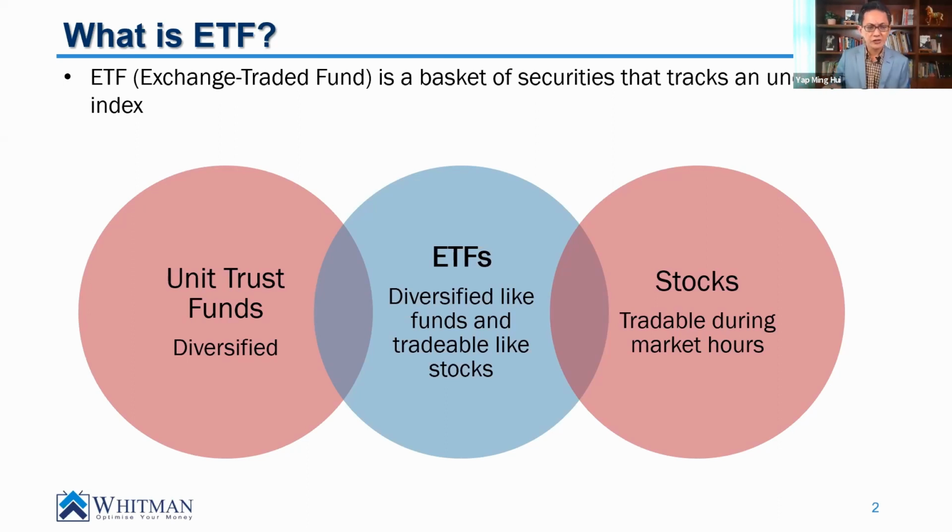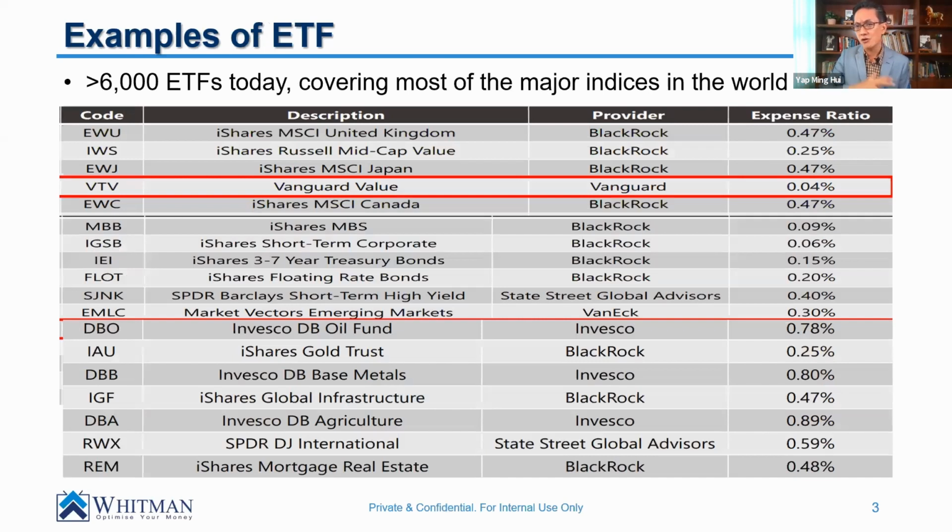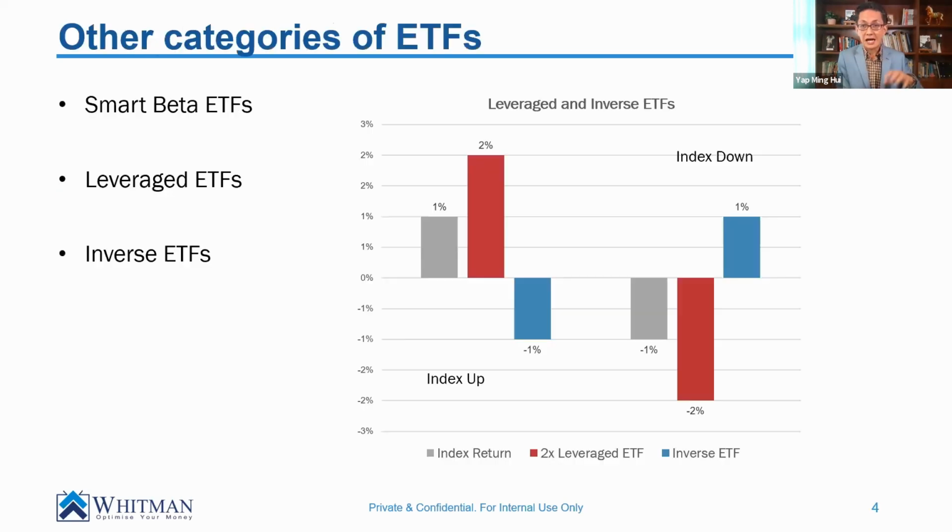If you look at the example here that I mentioned, there are so many ETFs, so many choices, and to invest, you had better understand ETFs so that you can make a better choice. Other than the traditional ETF, there are also other categories of ETF, for example, smart beta ETF.